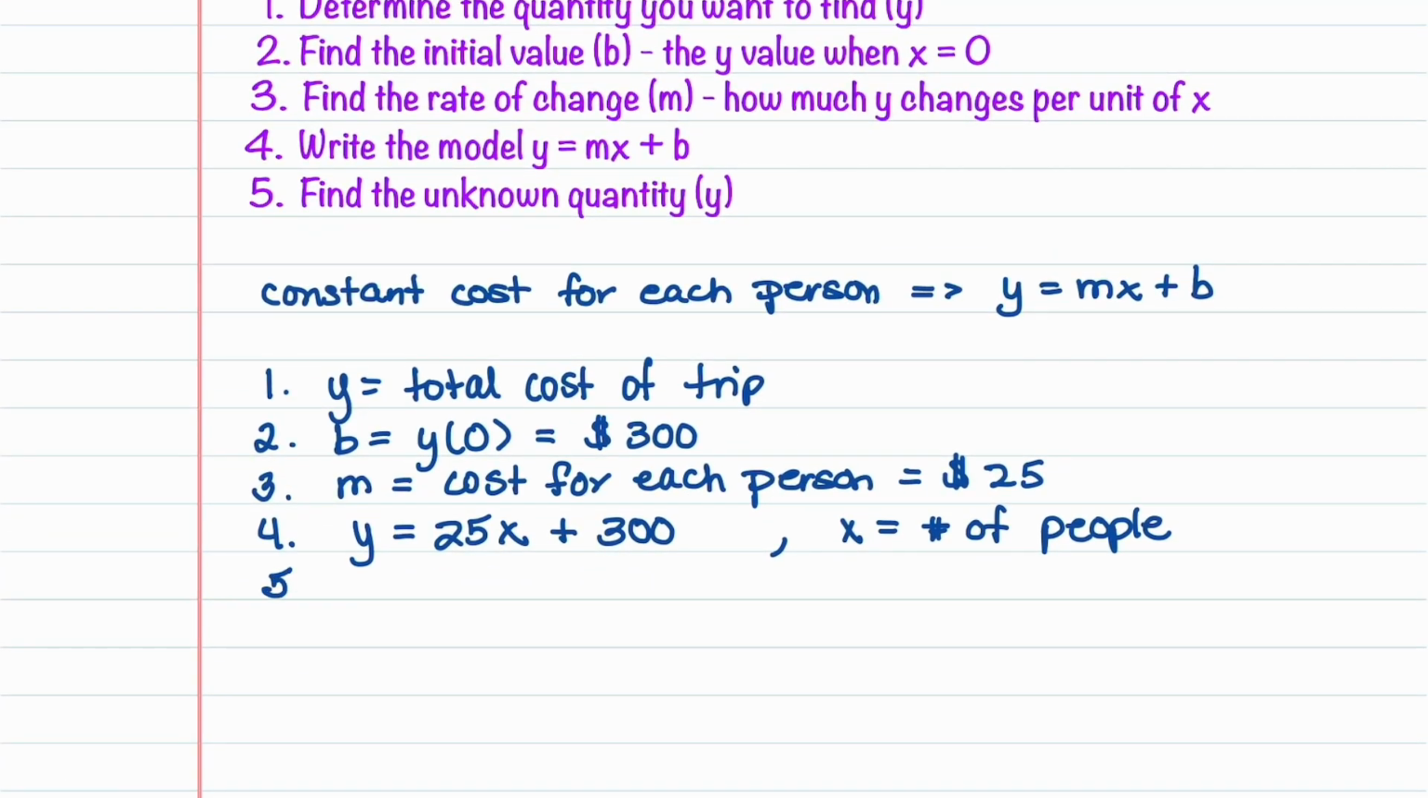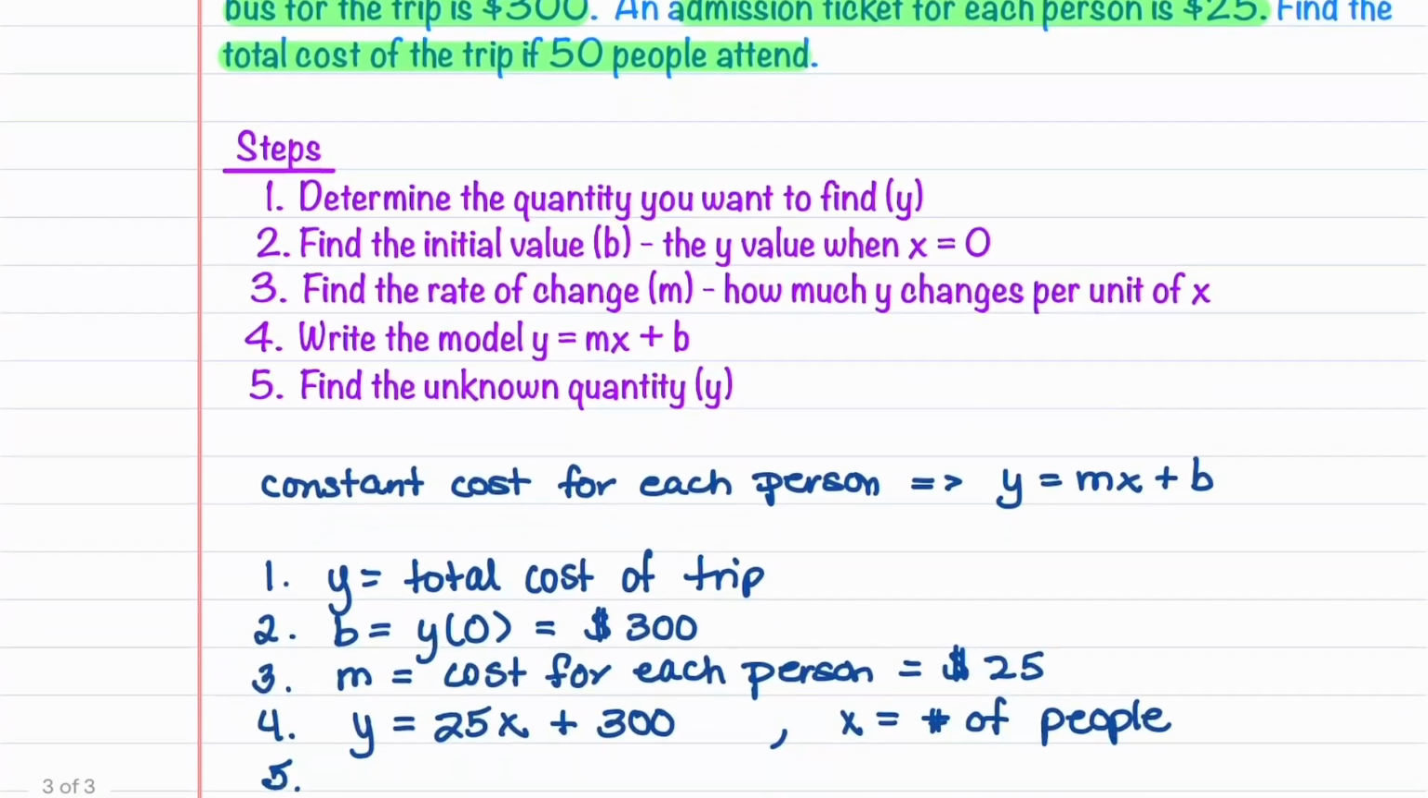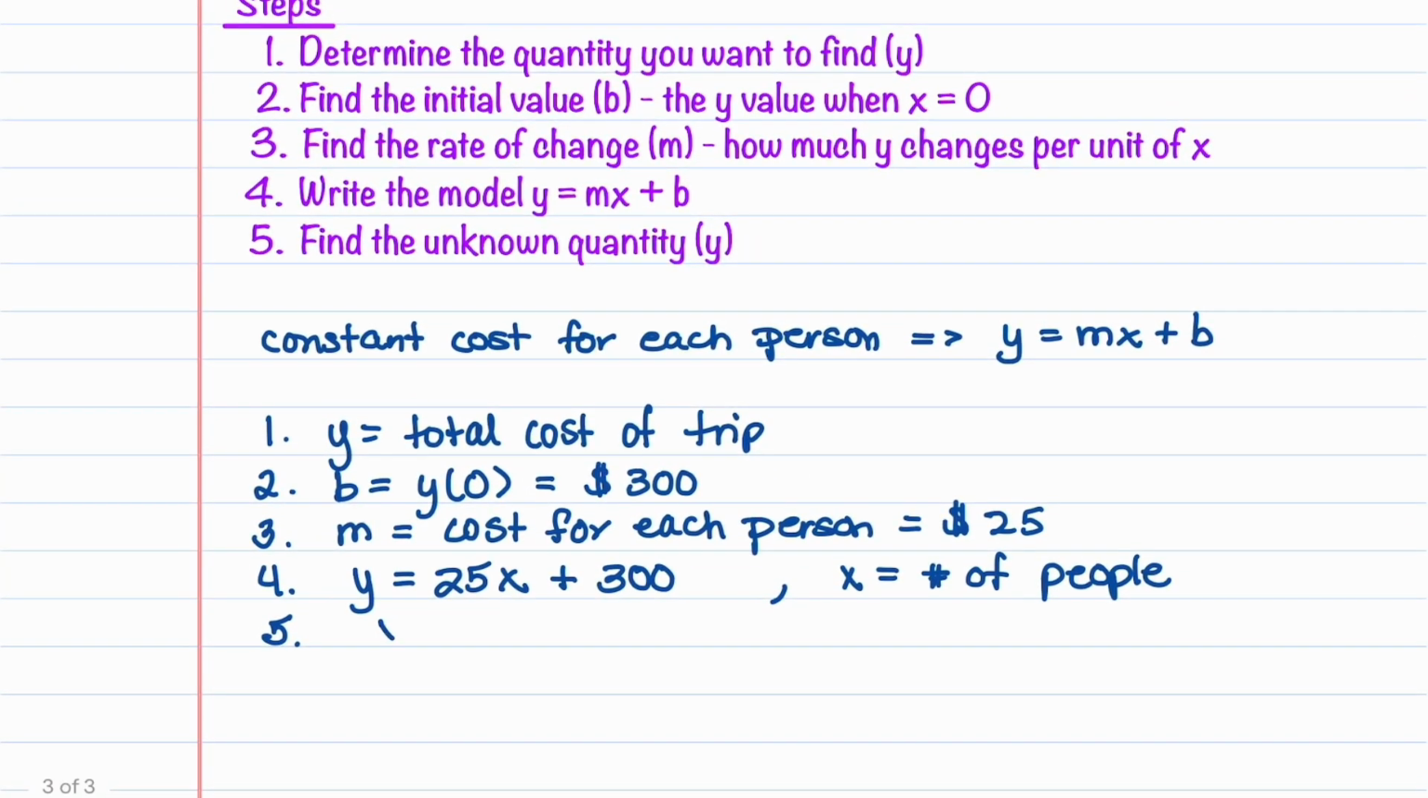Our last step then is to find our value y. So let's go back up and look. It says we want to find the total cost of the trip if 50 people attend. Okay, so that's the key. Our x is going to be equal to 50. So let's write that down. Our x is 50, and that means our cost y is going to be 25 times 50 plus 300. 25 times 50 is 1,250, and we're going to add 300 to that.